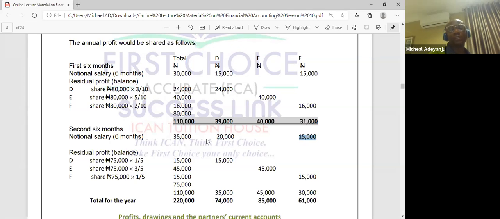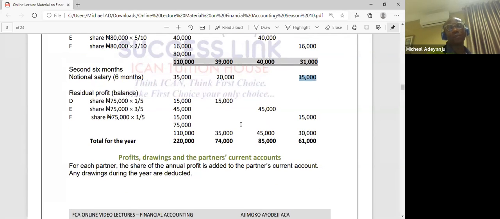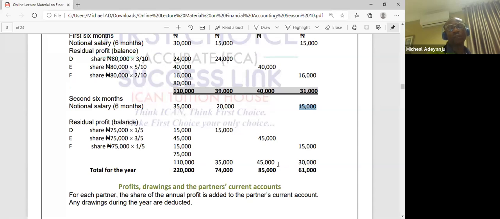And the difference between the amount of notional salary and the profit is what the three of them will share, that is their new profit sharing formula. 110,000 minus 35,000 is going to give you 75,000, and they share it according to the 1:3:1 ratio. So in the second half of the year, D went away with 35,000, E 45,000, and F 30,000. So the total amount is 74,000, 85,000, and 61,000 for D, E, and F respectively.